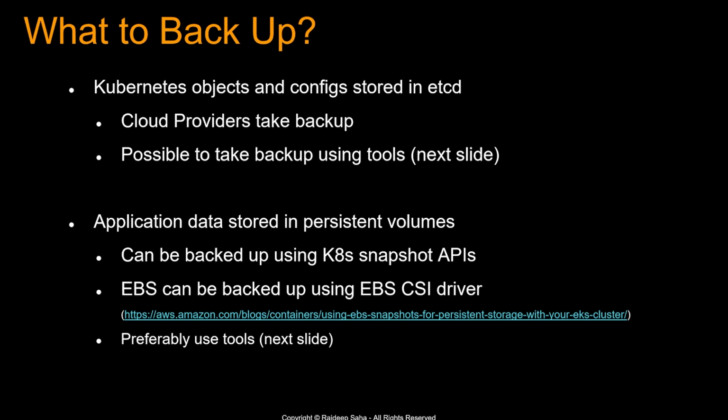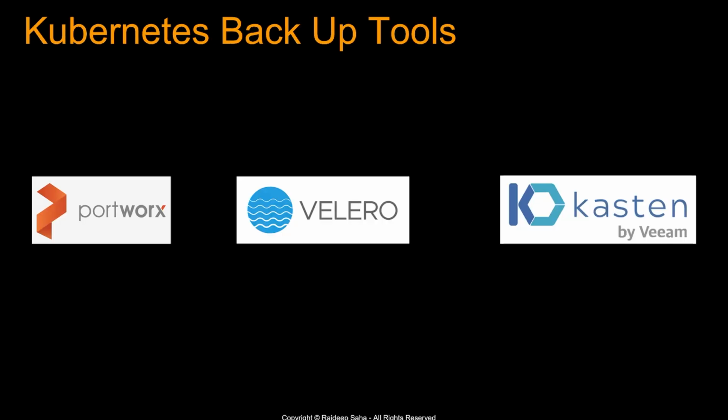EBS can be backed up using EBS CSI driver. This is one of the EKS add-ons that you can install, and I have given the link in case you want to dive deeper. But preferably, you want to use tools to do all this for you, because this is quite a headache if you need to take snapshots, make sure they're up to date, and then restore. So there are multiple backup tools. Some of the popular ones are Portworx, Velero, and Kasten.